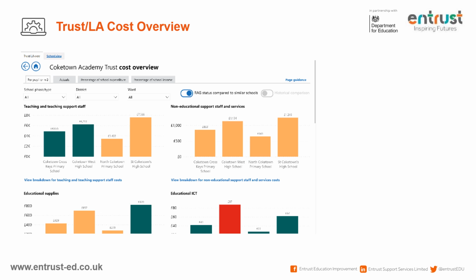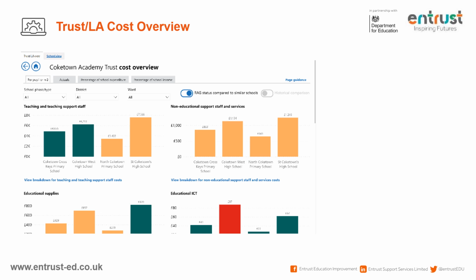Once the RAG status compared to similar schools toggle has been turned on, the RAG ratings for each cost area can be seen for all schools within the trust or local authority. In order to produce these ratings, schools have been compared to their unique comparator groups and are not compared to each other. The idea behind each cost area having its own separate graph is to give a snapshot across the trust or local authority. This will identify any common issues or themes.